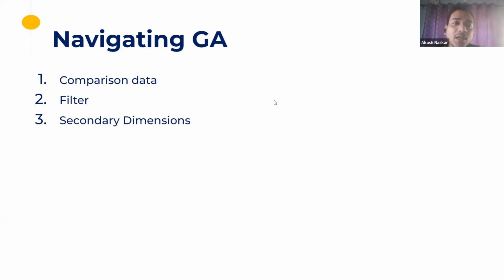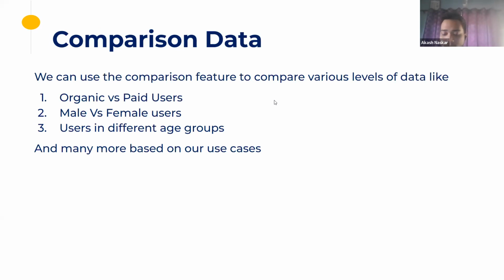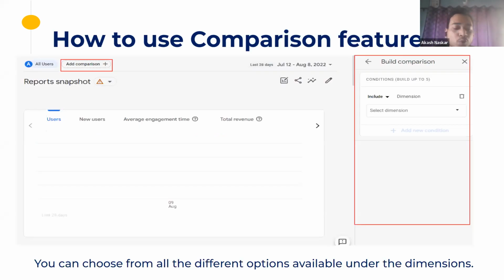So let's start with comparison. The comparison feature helps us compare various levels of data. For example, if you want to compare how many organic users we are getting versus how many paid users, it will help you compare that. Similarly, it will help you compare male versus female users, or users in different age groups. If you want to compare any two specific points of data in your overall platform data, you can use compare to. There can be more cases based on our usage.